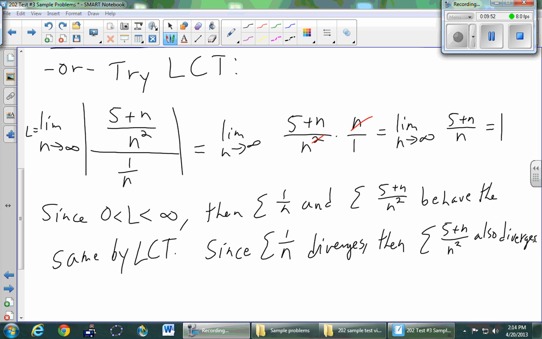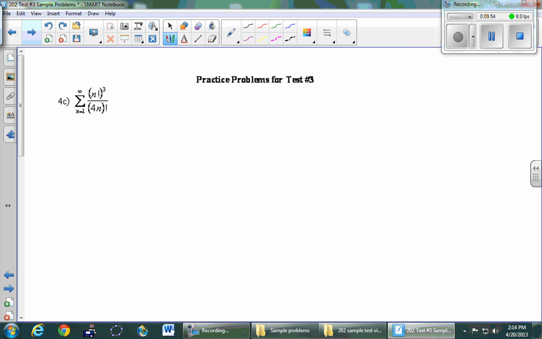Okay, moving on to 4C. The summation of (n factorial) cubed over (4n) factorial. So in this case, I see factorials. I mean, you can write out a few terms if you wish. I think that's never a bad idea. But as soon as I see factorials, I know I'm going to be using the ratio test.